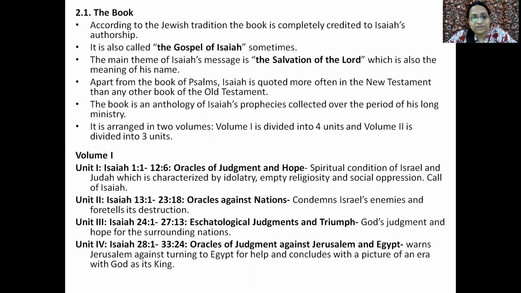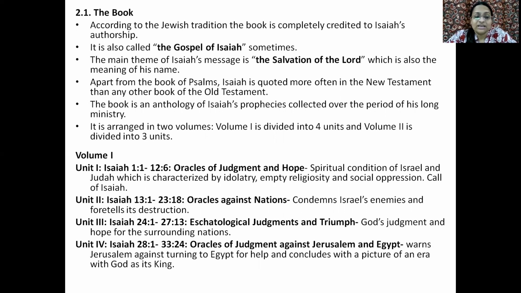Let's look at volume 1 first. Volume 1, the first unit, Isaiah chapter 1 verse 1 to chapter 12 verse 6, contains oracles of judgment and hope. It talks about the spiritual condition of Israel and Judah, which is characterized by idolatry, empty religiosity, and social oppression. It also talks about the call of Isaiah.